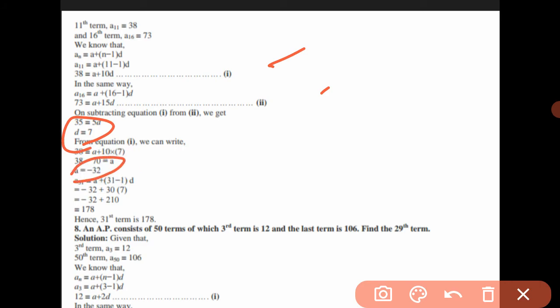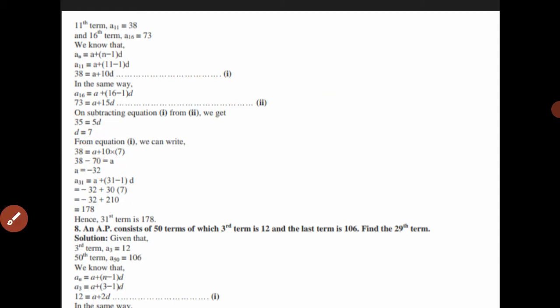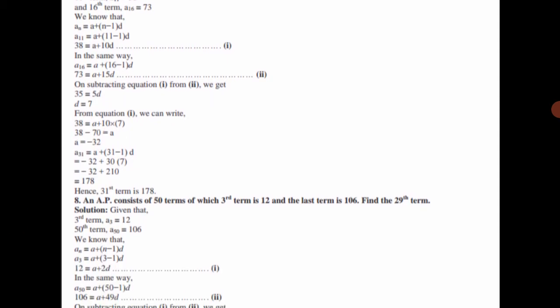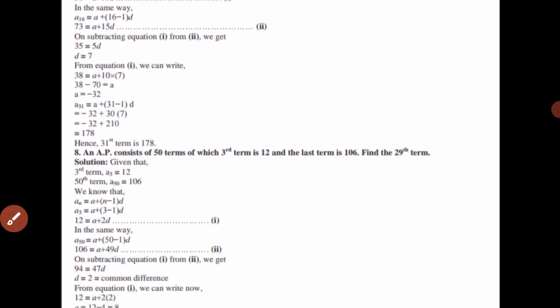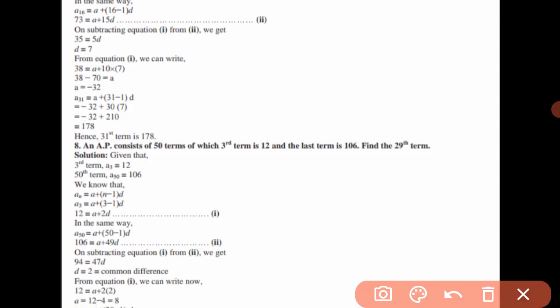So a will be equal to minus 32 and d will be equal to 7. Now we have to find a31. The value of a31 can be found with the help of the formula an equals a plus n minus 1 into d. So here the value will be 178. So we can say that the 31st term will be equal to 178.